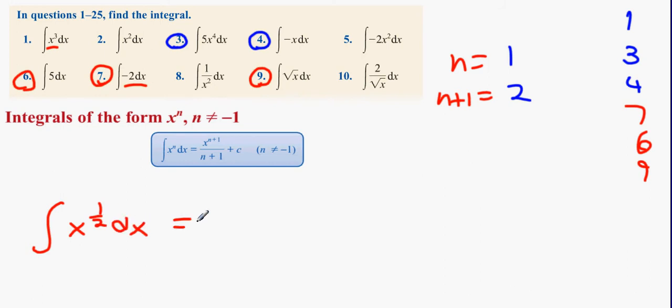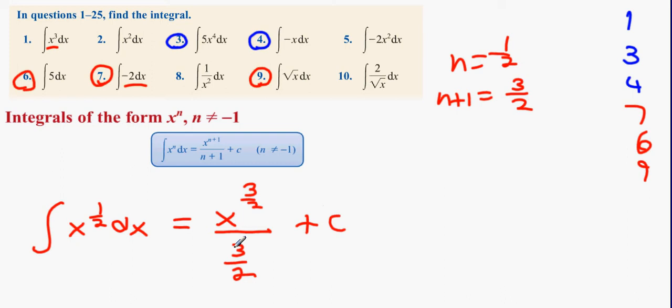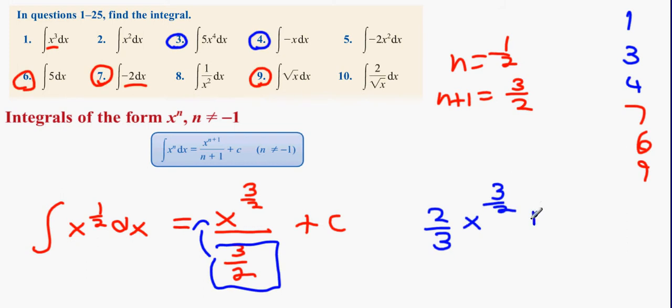And once again the integration rule applies. If n is a half, n plus 1 is 3 over 2, 3 halves. So it's going to be x to the power of 3 over 2, and then 3 over 2 on the bottom, plus c. Remember what happens with fractions? You bring the fraction up and turn it upside down, so we're going to get 2 over 3, x to the power of 3 over 2, plus c.